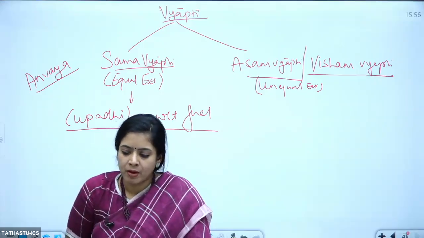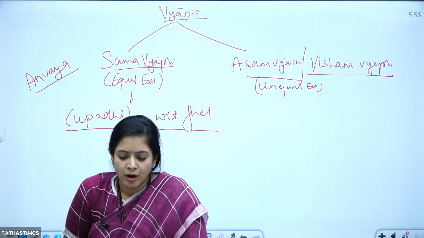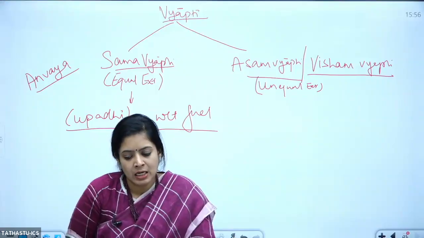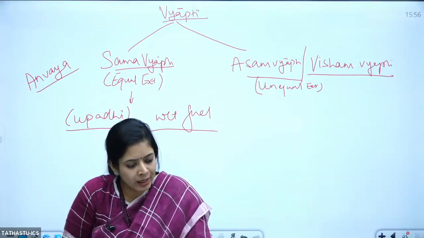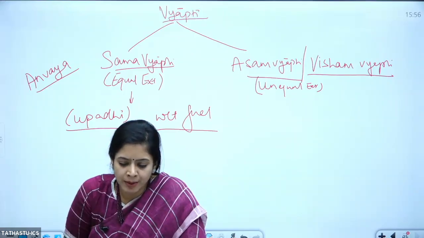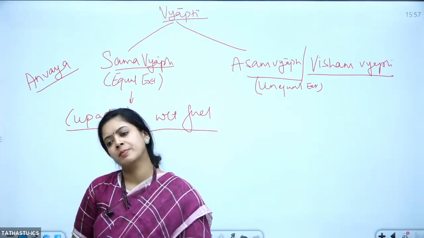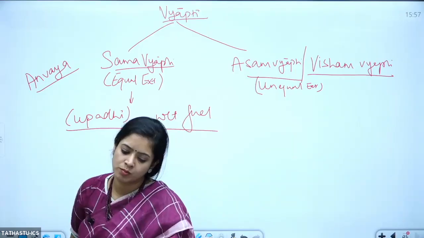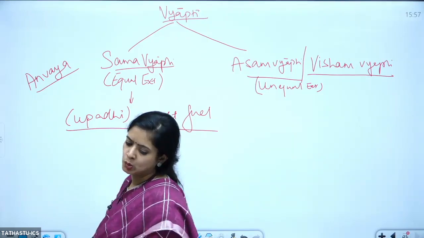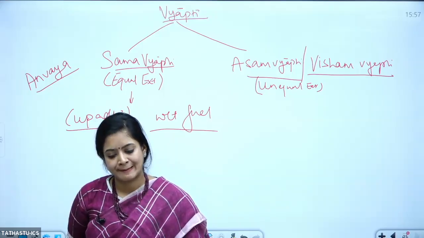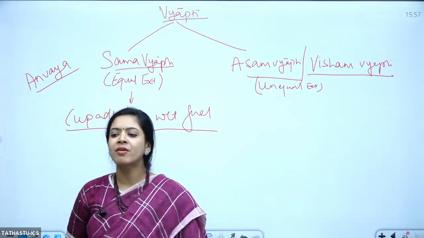In all cases where hetu is present, sadhya will also be present. That is, always a positive association and no negative instance. Example, wherever there is smoke, there is fire. Anvaya is the agreement in presence.